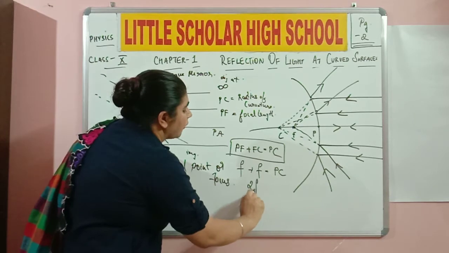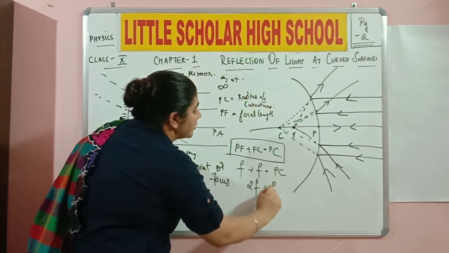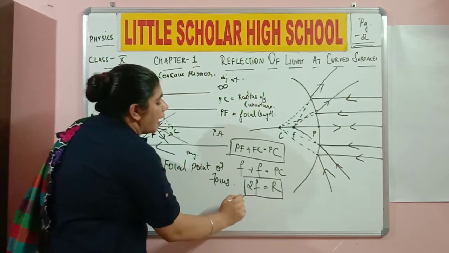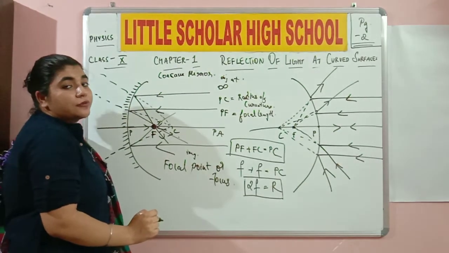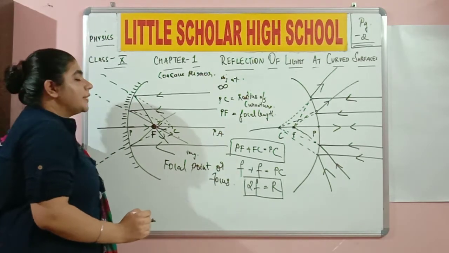F plus F gives me what? It gives me 2F. How do I represent radius? I represent it as capital R. So this is the relationship between the radius and the focal length. R is equal to 2F. This means the radius of curvature is twice the focal length. Did you understand?